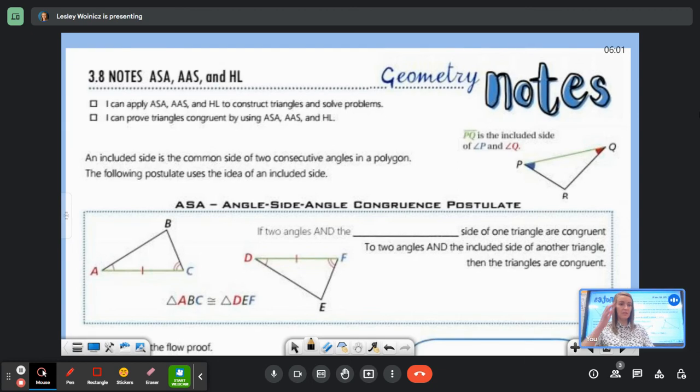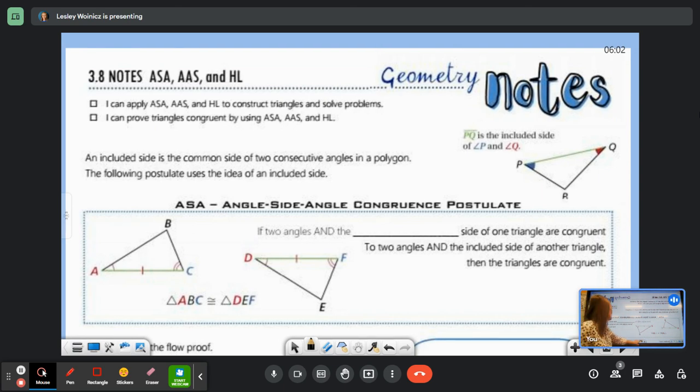Hey, so today we're going to do some more shortcuts. Yesterday we did side, side, side, and we did side, angle, side. So when we did side, angle, side, we had to have an included angle. And our first postulate today talks about an included side instead. So an included side is the common side of two consecutive angles in a polygon. The following postulate uses the idea of an included side.